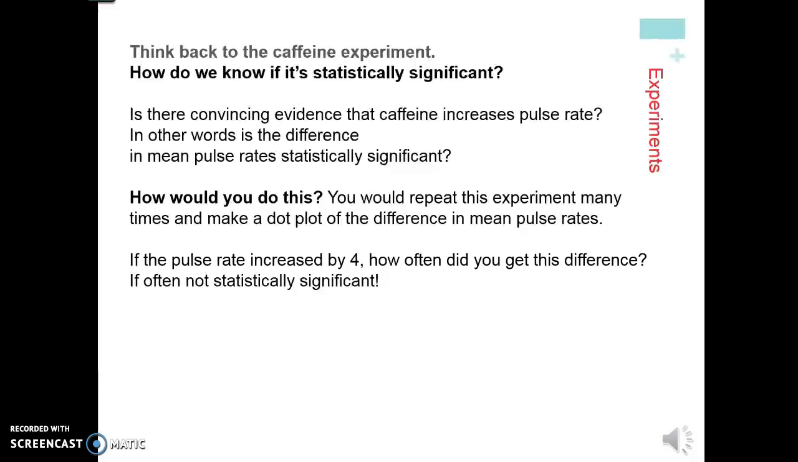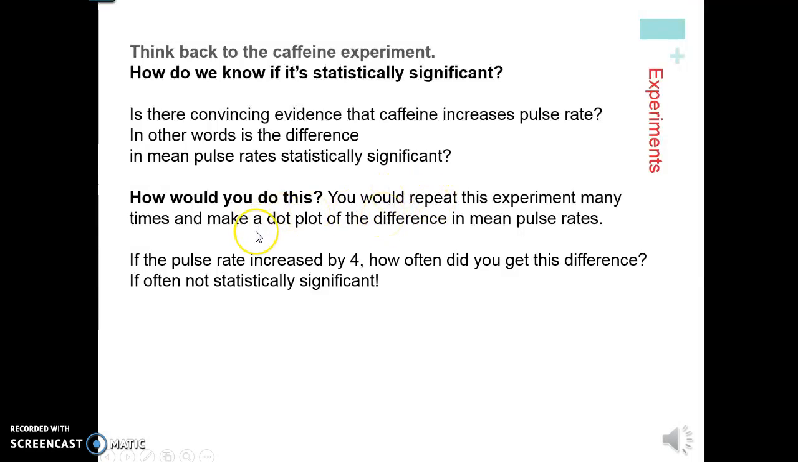All right, so let's just think back to the caffeine experiment. How will we know if it's statistically significant? We want to know, is there convincing evidence that caffeine actually increases the pulse rate? So in other words, is the difference in mean pulse rate statistically significant? Is the difference in pulse rates before the experiment and after this experiment statistically significant? Did the caffeine actually cause the pulse rates to increase? So how would we do this? How would we make sure that it is in fact statistically significant and isn't just by chance alone?